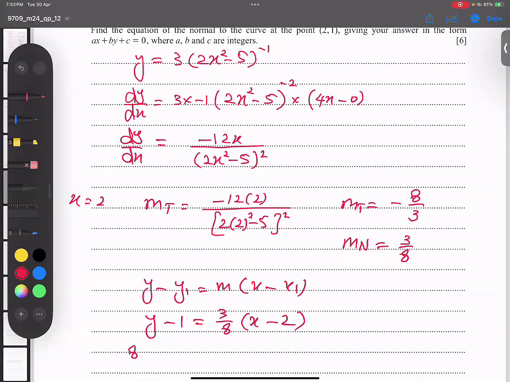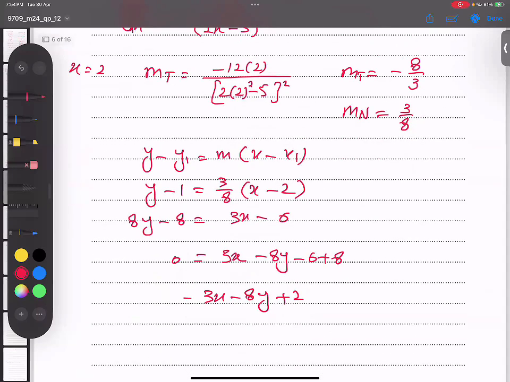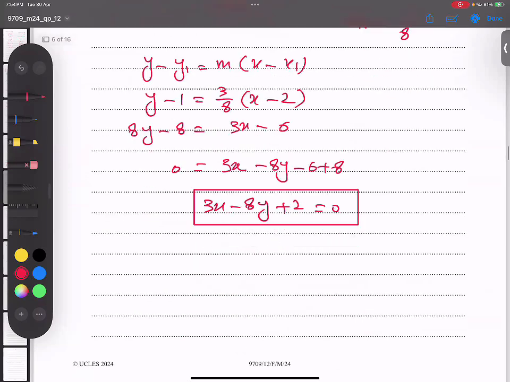So multiply the left-hand side by 8, and 3 multiplies inside. He writes x first, so I write x first. 3x here, this goes there, -8y, this goes there. And -6 plus 8. So this is our final answer. You write 0 here, or you write 0 on the other side. No issue at all. And this is our final answer.